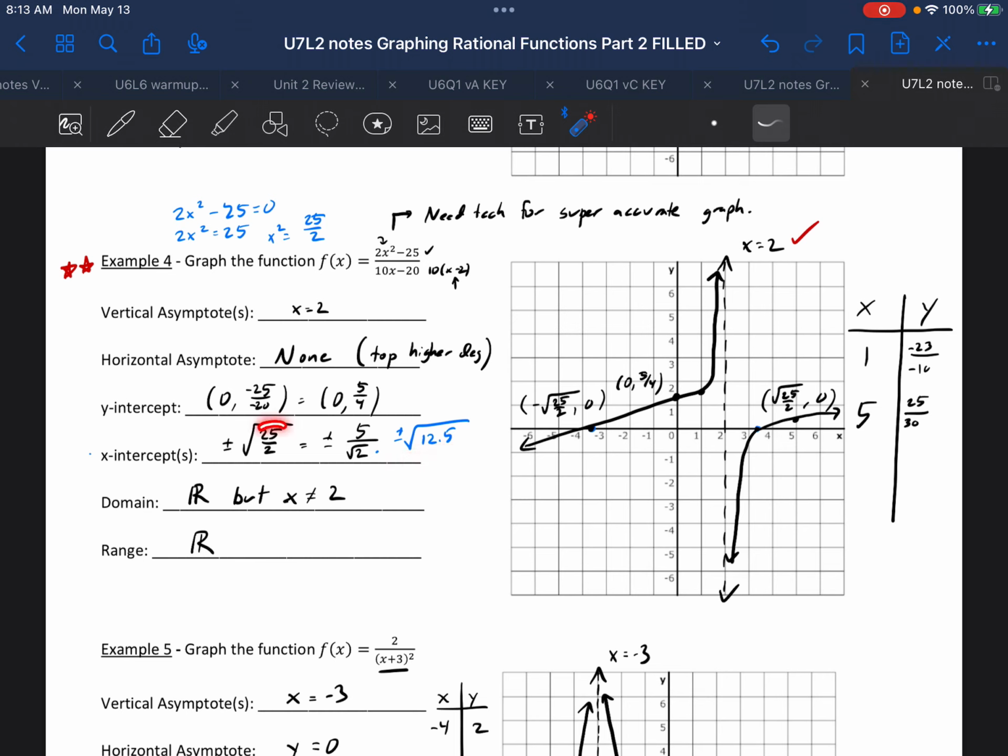The way I did it is I said that, okay, well, the x-intercept is going to be plus or minus 25 over 2, right? That's looking at that numerator. 25 over 2 is 12.5, and 12.5, when we square root it, is going to be between 3 and 4, right? Because 12.5 is between 9 and 16, okay? So that's good enough for us to get a rough graph.